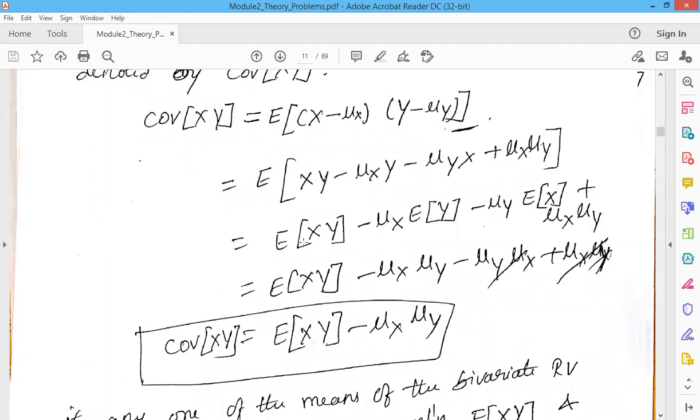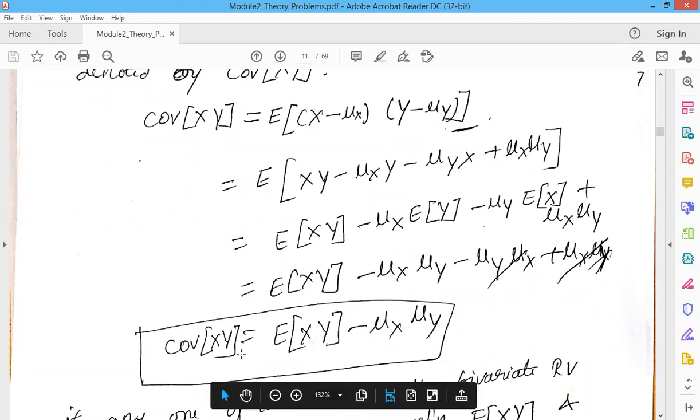Now in the next step, we get expectation of xy minus mu x. Expectation of y is nothing but mu y itself, right? The expectation of a random variable is equal to the mean of that particular random variable. Similarly, the third term is also replaced in terms of the mean. You can see that one mu x mu y is going to cancel the other. So the covariance equation can be expressed as expectation of xy minus mu x mu y.